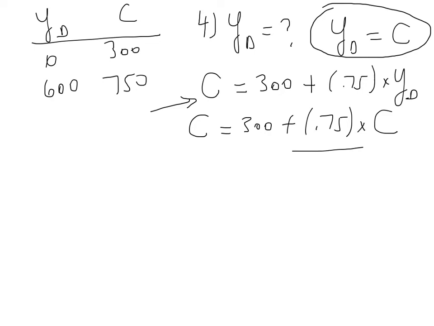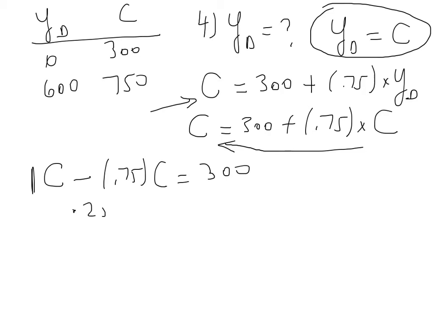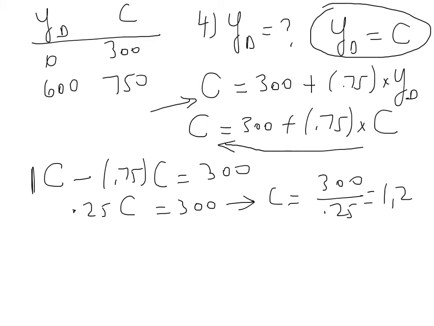So C is going to go to the other side, change the sign. C minus 0.75 C equals 300, which stays on that side. So here I have 1C minus 0.75 C, that's going to be 0.25 C equals 300. That means C is going to be 300 divided by 0.25. My consumption comes out to be 1,200. That's the level for which consumption equals YD. If I make 1,200 a month, I consume everything.